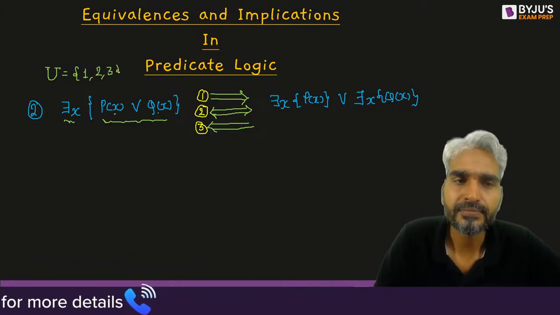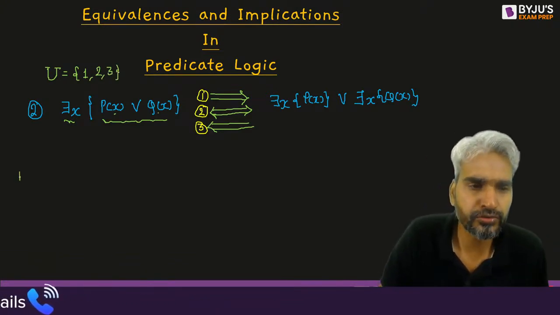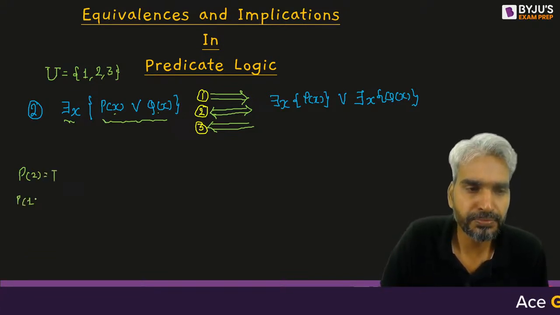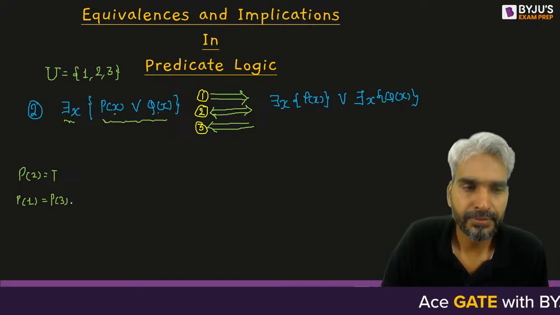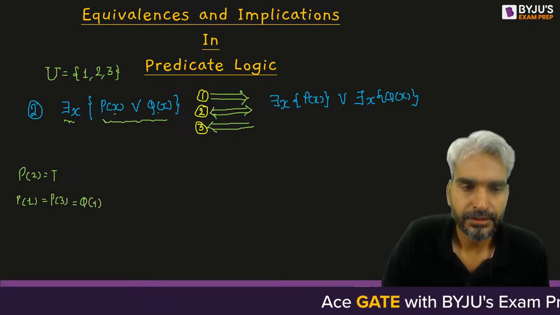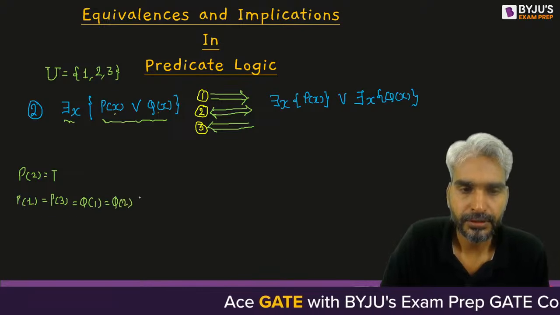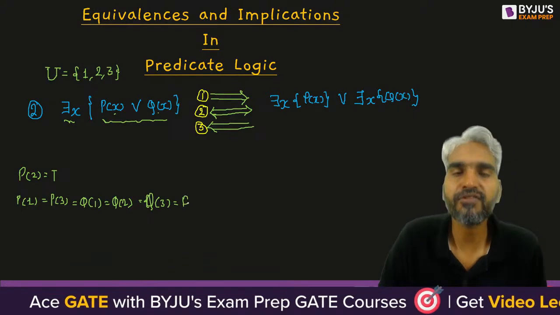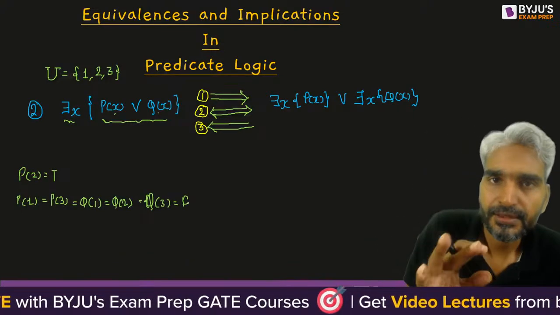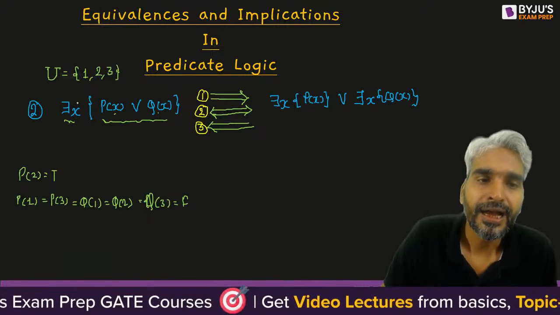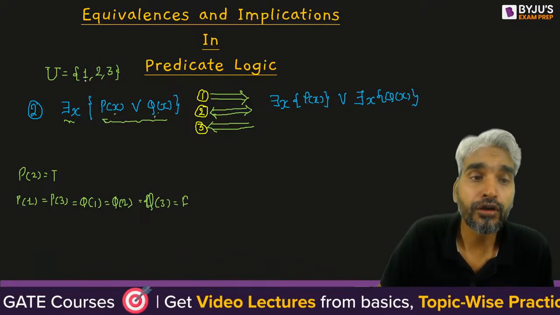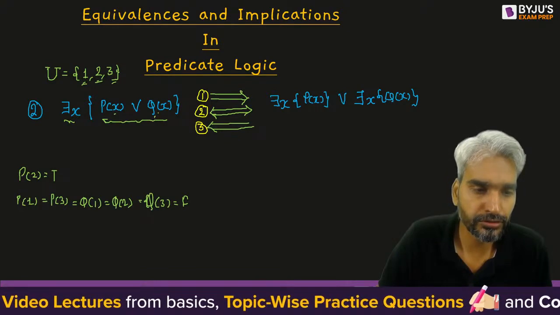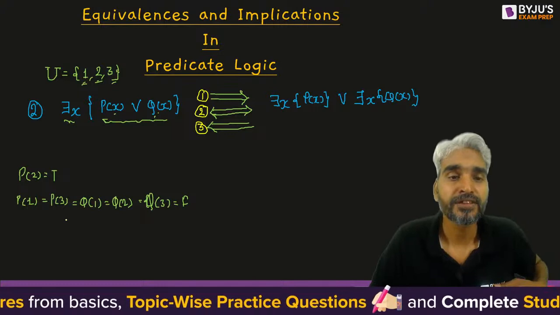Let's assume that only one value is true and all others are false. Let's choose P2 is true, and all other values P1, P3, Q1, Q2, Q3, all of them are false. Then what will be the value of LHS? What will be the value of LHS if either P or Q is true for any of the values in the universe?